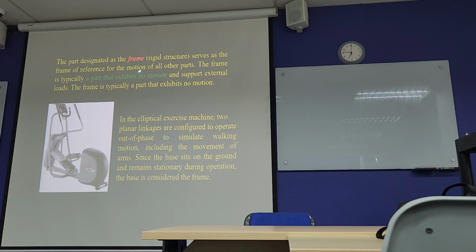Okay, so the frame of the mechanism is the rigid part which is not part of the motion. It exhibits no motion. For example, the base here you can consider as the frame of the mechanism. You can see this is a cross trainer. There are many moving parts in this, but the base is where no motion is exhibited. The base sits on the ground and remains stationary during operation.